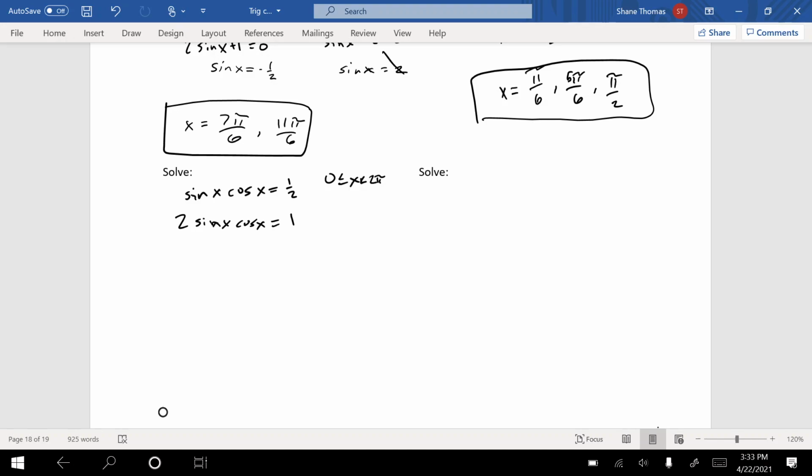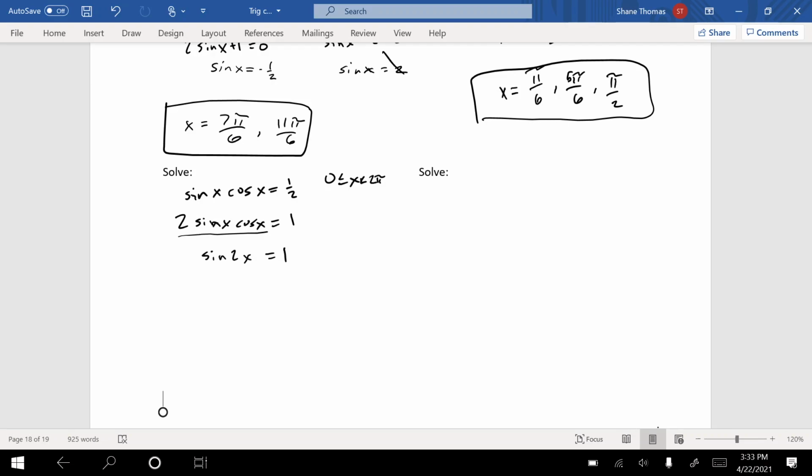Now, I still have sine of x and cosine of x in the same thing. But if I remember my double angle formulas, this here is equal to sine of 2x. That's equal to 1. All right, so now the sine of 2x is equal to 1. I have it just in one trig function. It's just in sine now.